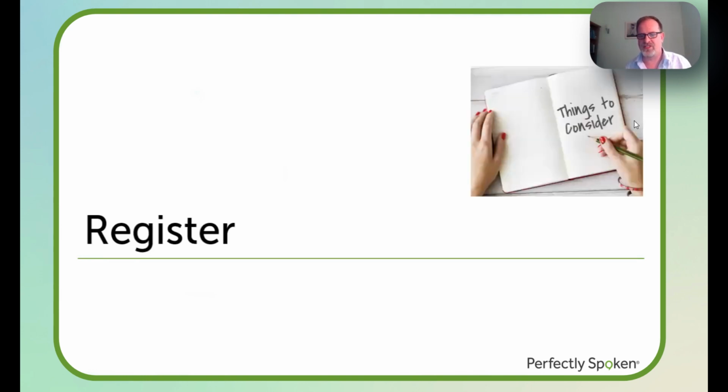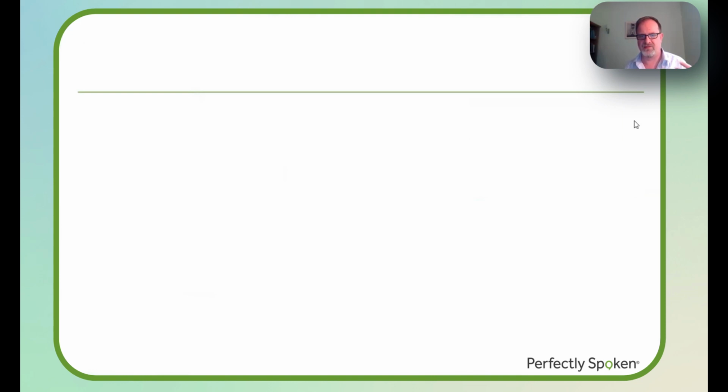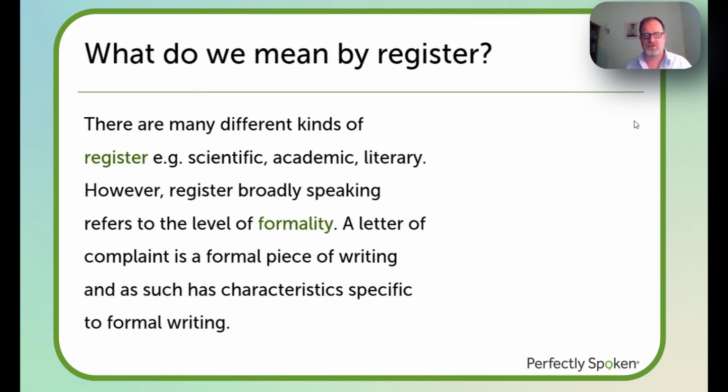So first of all, register. Some things to take into consideration. In register, essentially, we're looking at formal versus informal. There are many different kinds of register. There's the kind of language we would use in scientific journals, academic writing, literature, etc. But in general terms, register refers to the level of formality. And as I said before, a letter of complaint is a formal piece of writing, and as such it has characteristics specific to formal writing.